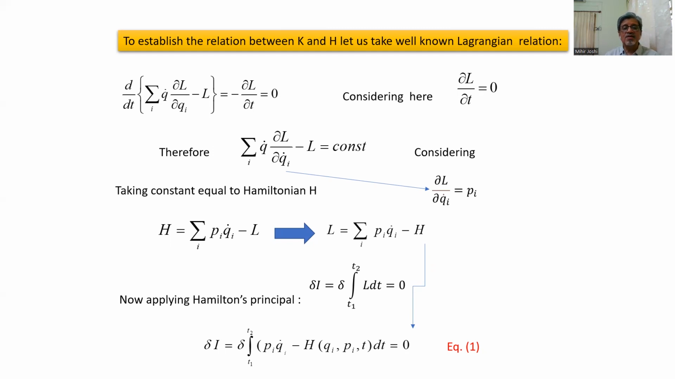Now applying this Hamilton's variational principle, δI is equal to δ from t1 to t2. And now we are putting the value of the Lagrangian from the above equation. So it is p_i q̇_i minus the H function of q_i, p_i, t, dt, equal to 0. Let us call it equation number 1.